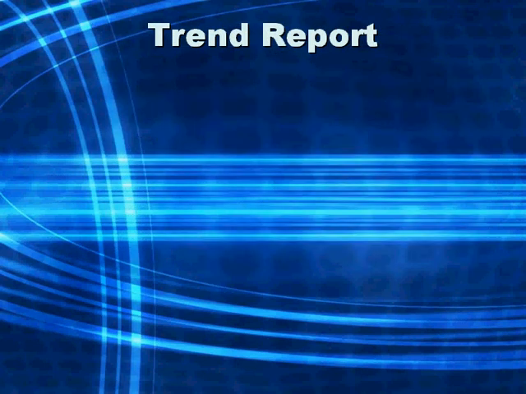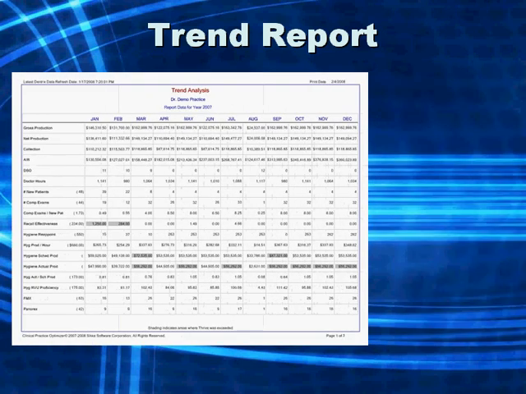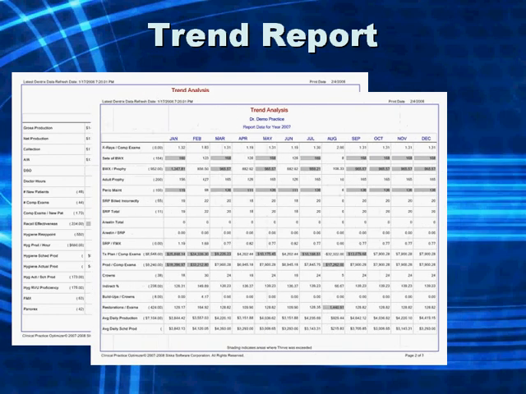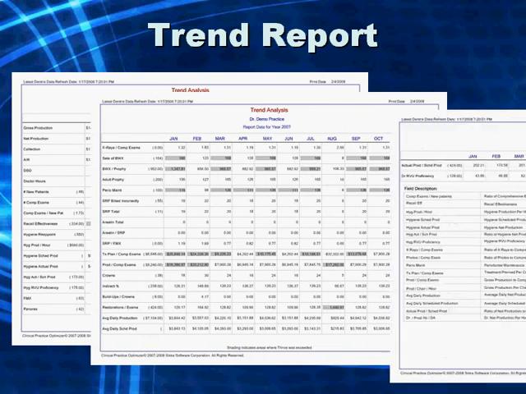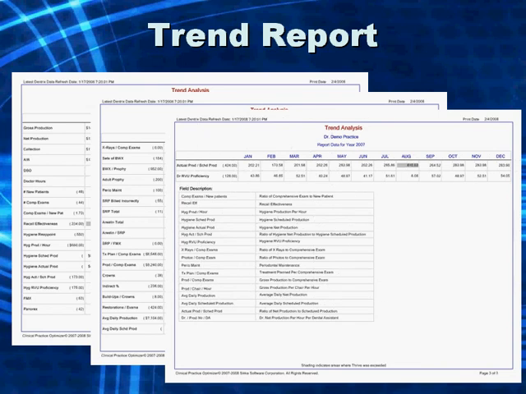The Report menu includes some choices which are not available as KPIs, such as the Trend Analysis report. This report shows month by month for a year for items including gross production, net production, collection, and AR. You can open this report by selecting Trend Analysis from the Reports menu.